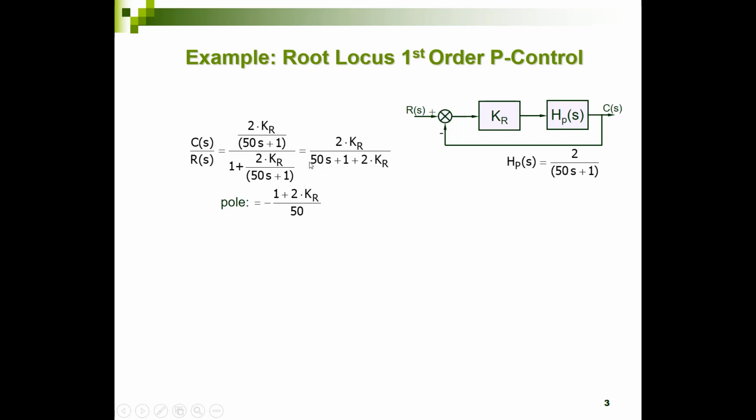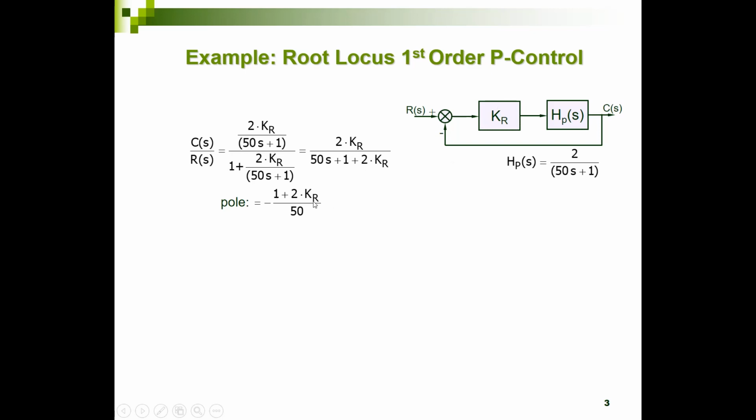Now we can calculate the pole of this closed loop system. The pole of this closed loop system can be calculated by setting the denominator to 0. So by setting 50s plus 1 plus 2 times KR to 0, we get 50s is minus, between brackets, 1 plus 2 times KR, so s is minus 1 plus 2 times KR divided by 50. That's the location of the pole. And what we see is that the location of the pole is depending on the value of the proportional gain KR. Proportional gain KR is the setting of my controller.